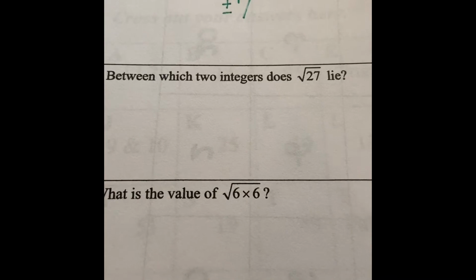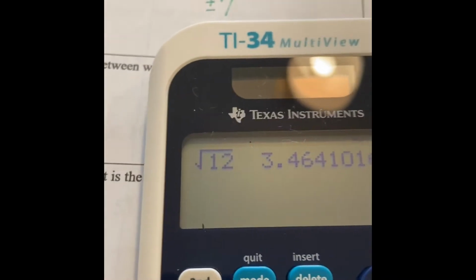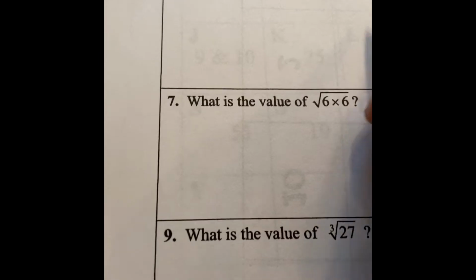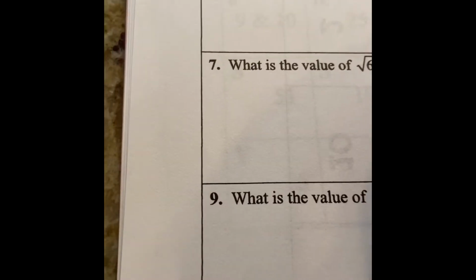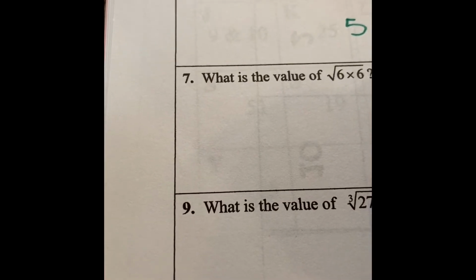Between what two integers does the square root of 27 lie? Same idea. Use your calculator to help you. Do the square root symbol, 27, enter. 5.19 gives you that it would be between the integers 5 and 6 for that one. Okay.